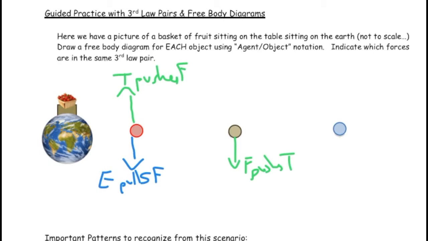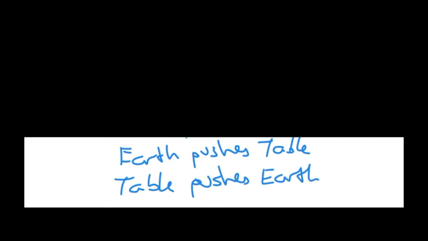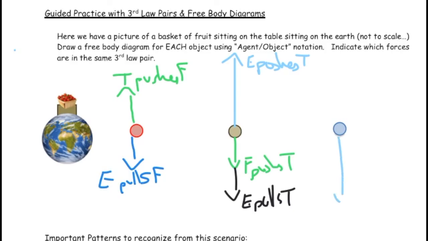That's good. The table is also being pulled down by the earth. I can draw that force on the table. At this point, the table has 2 forces acting downward on it. If that is all there was, the table would change its speed. We know the table is stationary. There must be an upward force on the table, and it must be big enough to cancel out both the other forces on the table. This force is the earth pushing up on the table. If the earth is pushing up on the table, then the table is also pushing down on the earth.